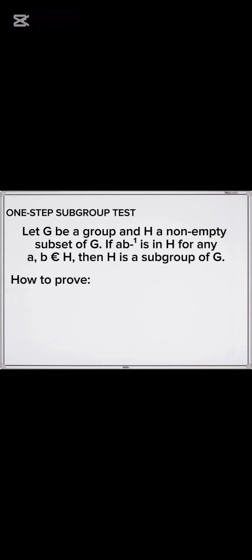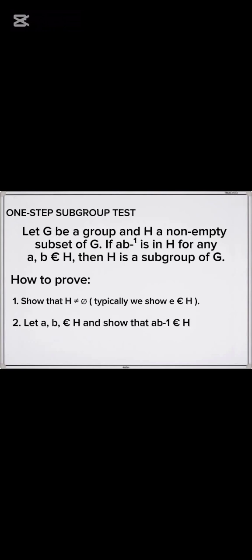So, in order to prove this, we are going to say that if ab inverse is in H for any a and b that are elements of H, then H is a subgroup of G. So first, we have to show that H is not equal to the empty set. Typically, we show that e is an element of H. So number 2, let a and b be elements of H and show that ab inverse is an element also of H. So essentially, we are going to let this be true.